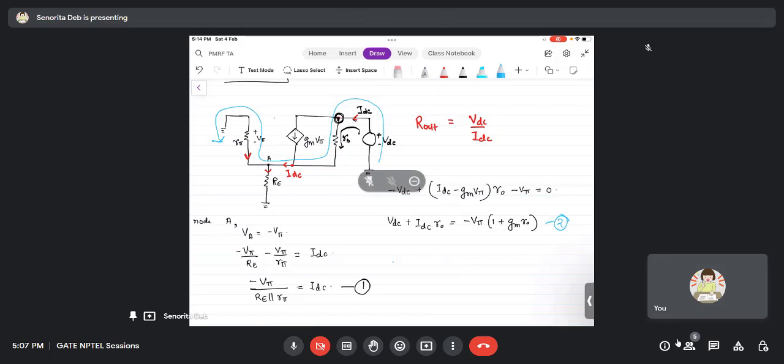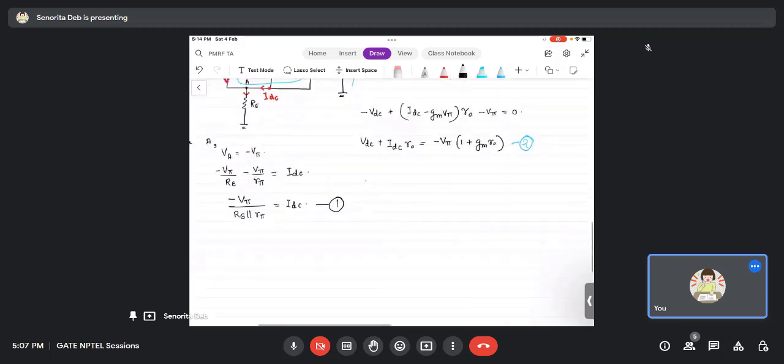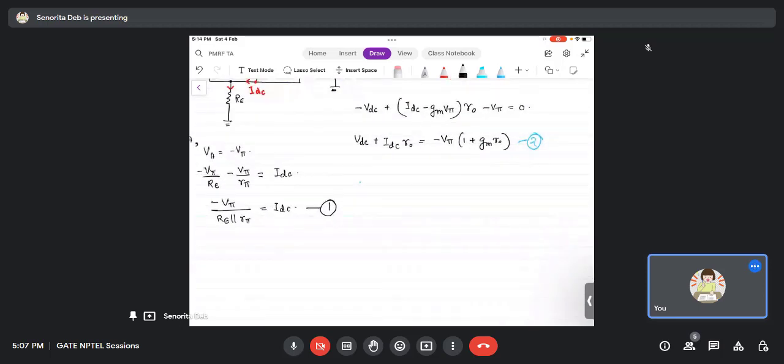So I hope you have got the answer. Okay, so let me just do whatever I was asking you to do. From equation 1, VDC plus IDC R naught equals, we'll write in terms of IDC, 1 plus gm R naught into RE parallel with R pi into IDC with a negative sign. This is what you will get.